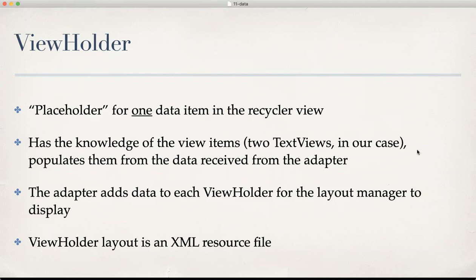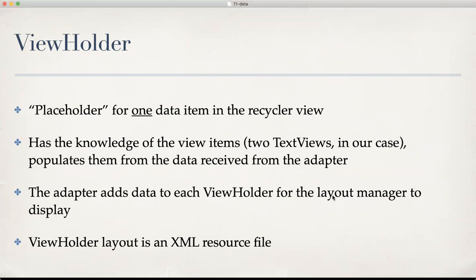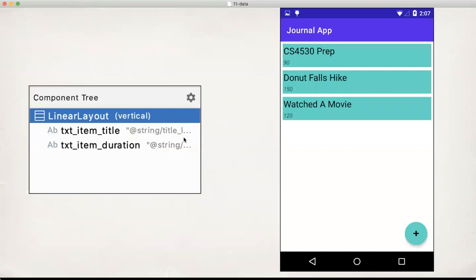Now the adapter is going to add data to each view holder from the layout manager. View holder itself has a layout, which is an XML resource file as usual. So here is the one for our view holder. Okay, it's a vertical linear layout with the title text view, which holds this part, the title, and then the one for duration.